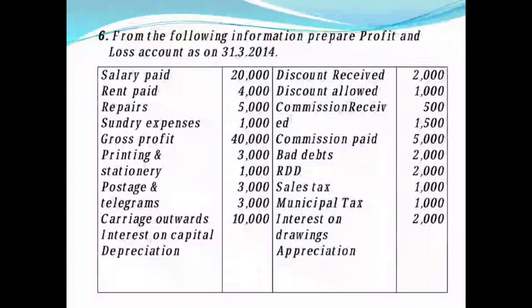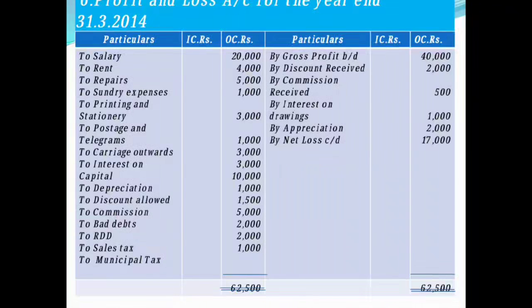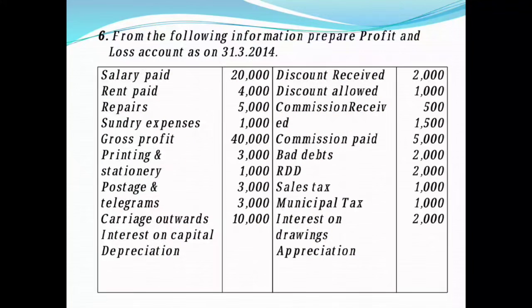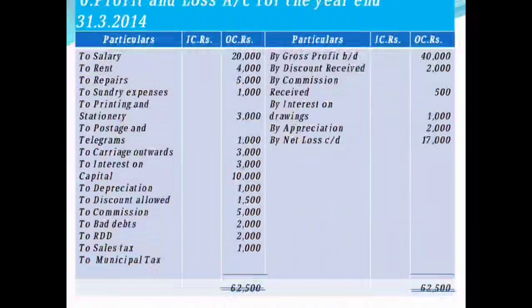The next you have interest on drawings. Credit side you are going to record interest on drawings rupees 1,000 which you are going to collect. Then appreciation you have 2,000, income, revenue income. So credit side you are going to record by appreciation rupees 2,000.